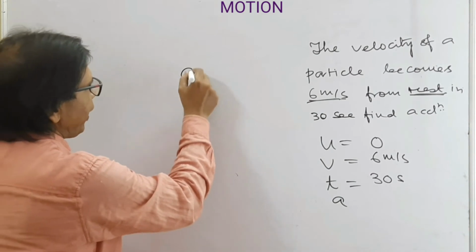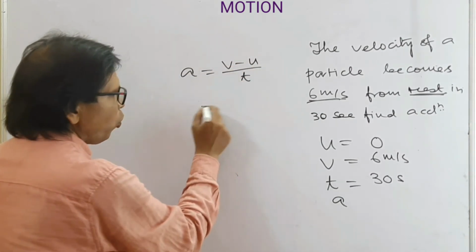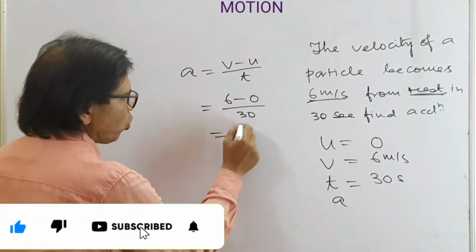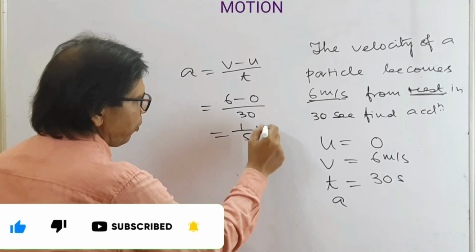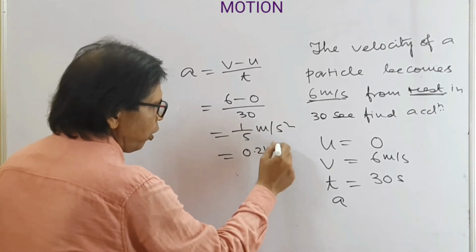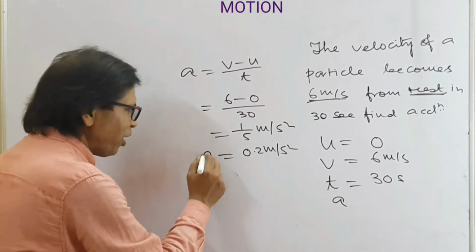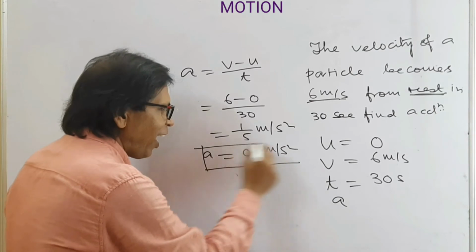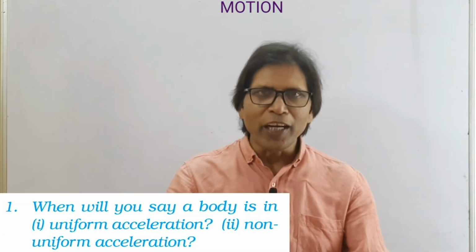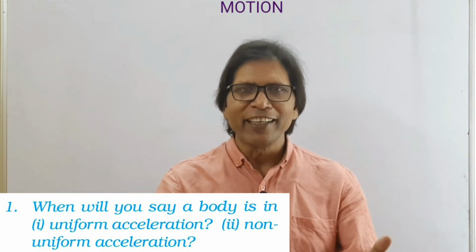Now acceleration a equals v minus u by t. So this is 6 minus 0 divided by 30. So this is 1 by 5 meter per second square, that is 0.2 meter per second square, the acceleration of the particle. Okay, understood?